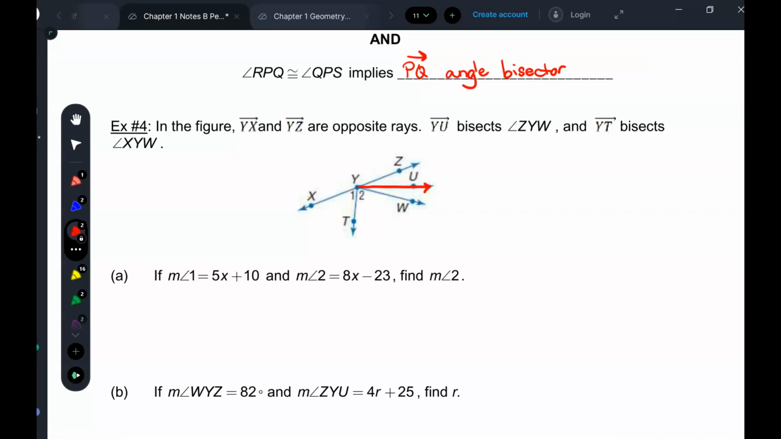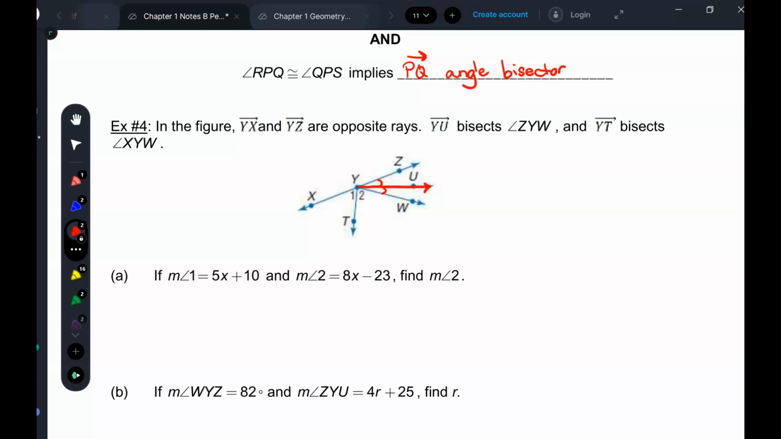Okay, do you see this here? This one is cutting in half this angle. So what two angles are going to be congruent? ZYU and UYW. Do you see that? So here's what I'm going to do. I'm going to put a little arc to show those are congruent.